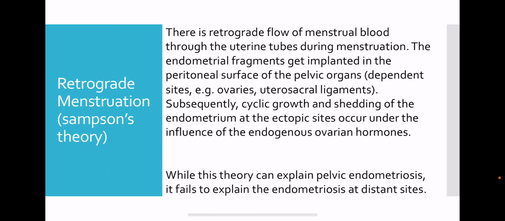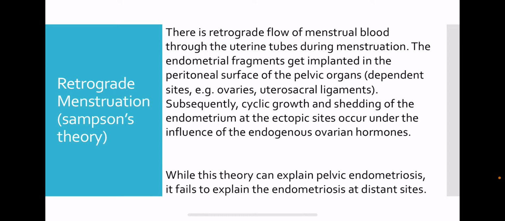As I told you in the previous slide, the pituitary gland secretes the cyclic hormones during menstruation. These hormones cause the growth and shedding of the endometrium, which is located at the different sites. While this theory can explain pelvic endometriosis, we can imagine the retrograde flow of menstrual blood to the fallopian tube and to the ovaries. We can think it can flow back to the fallopian tubes and then to the ovary.